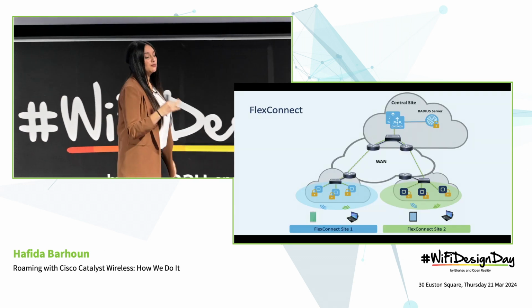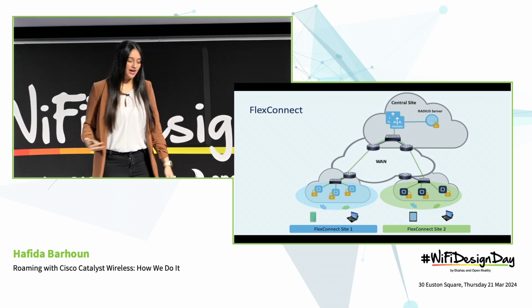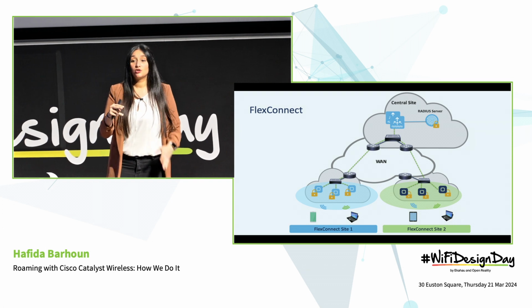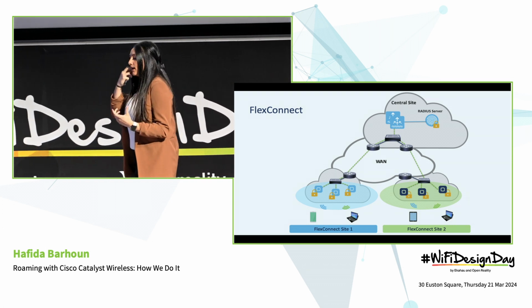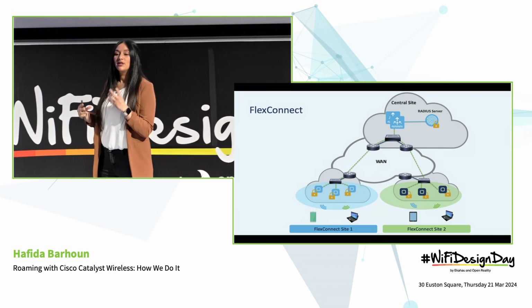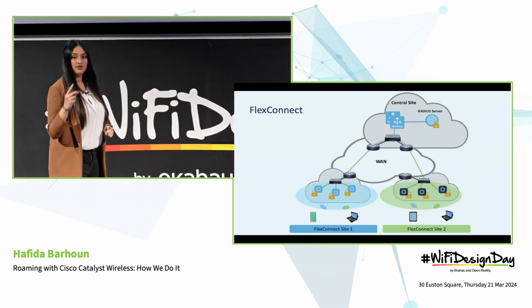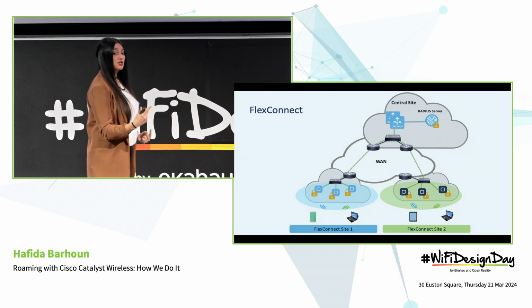When we configure seamless roaming in FlexConnect architecture, we have to create what we call the Flex site tag. A Flex site tag is a group of APs where fast roaming can be achieved by caching the security keys of the end devices inside all the APs of a Flex site tag.